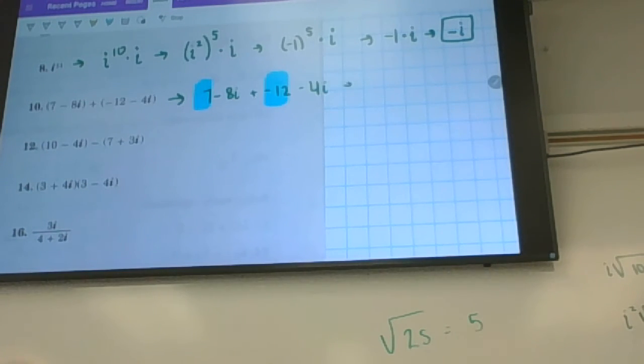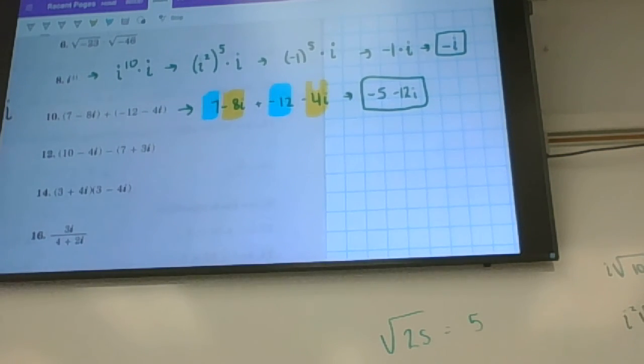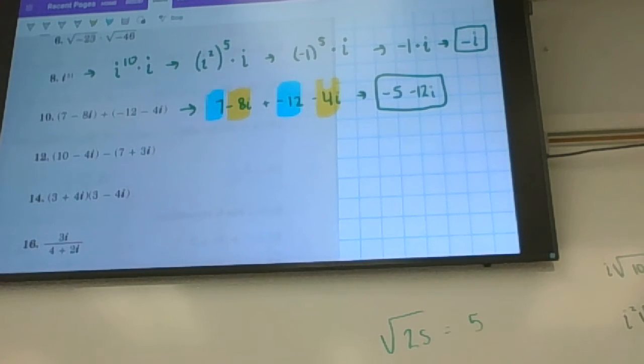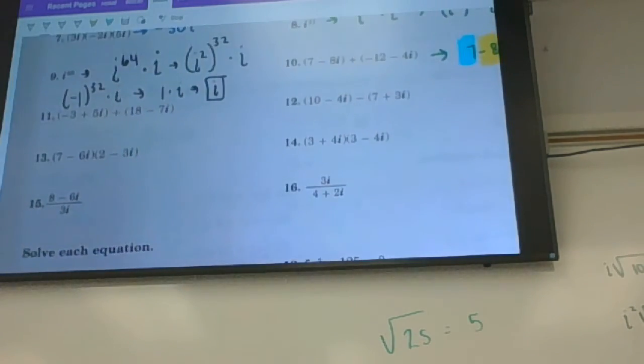Combine like terms. All right, combine like terms. Combine the parts without i. Combine the parts with i. You guys can skip 15 and 16. I haven't taught it to you today. We'll do it tomorrow. Who's got a question on 10?